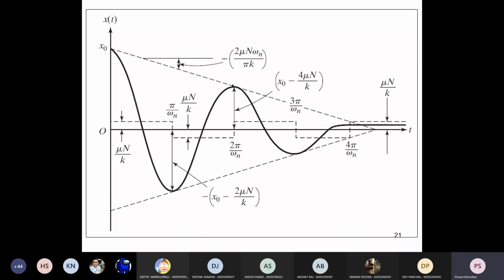All right, any questions? Okay, so I have plotted this cycle for this Coulomb damped system undergoing displacement. Any questions? No, sir.